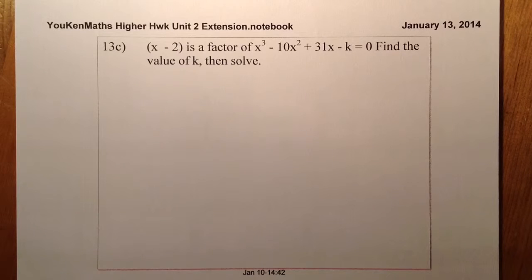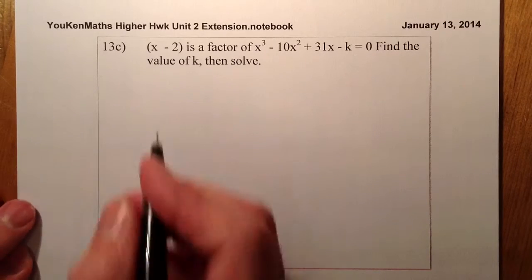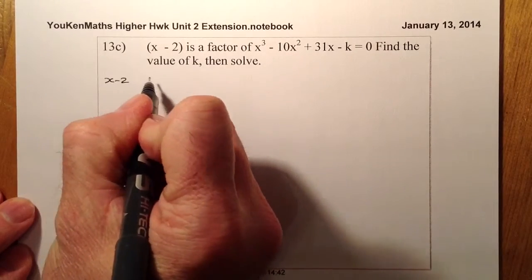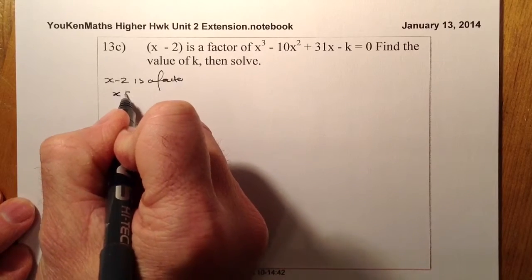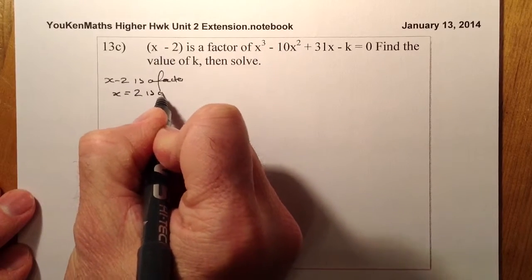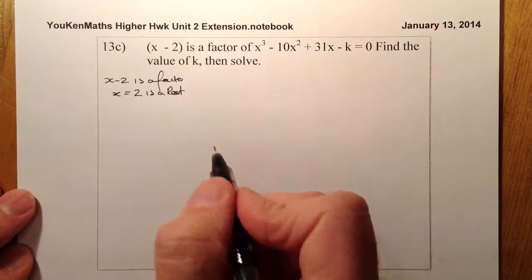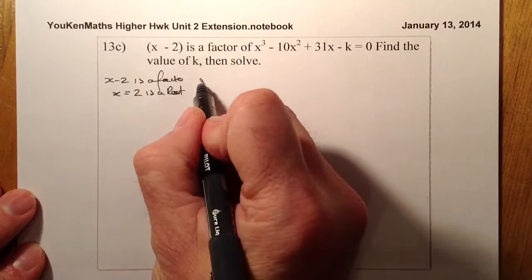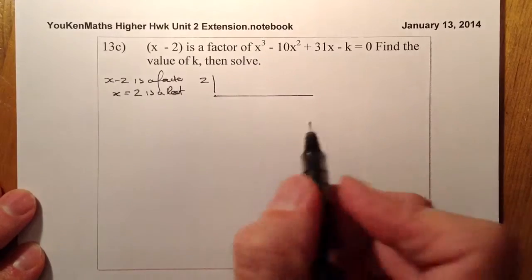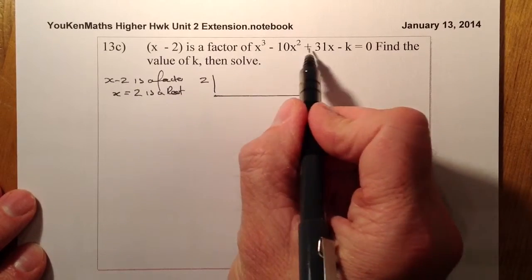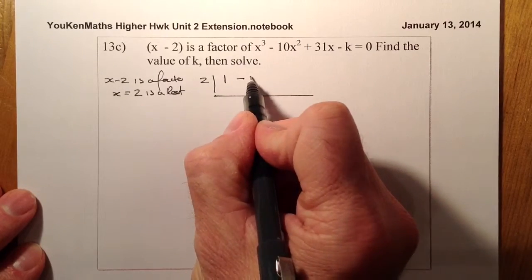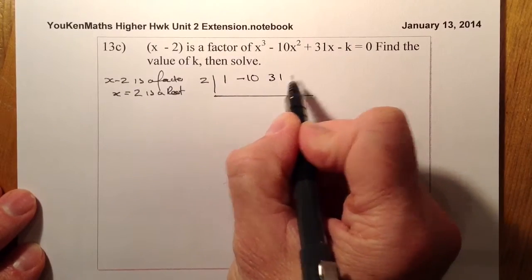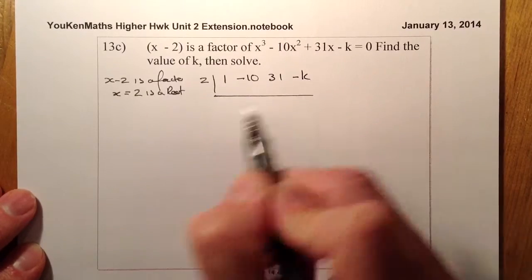Solving, remember, means that I'm going to take it down to the roots. I'm going to find the roots of the polynomial. If I know that x minus 2 is a factor, I know that x equals 2 is a root. So I'll use the root outside the synthetic division, and start by bringing down the coefficients from here. So it's 1 for x cubed, minus 10 here, 31 there, and minus k.